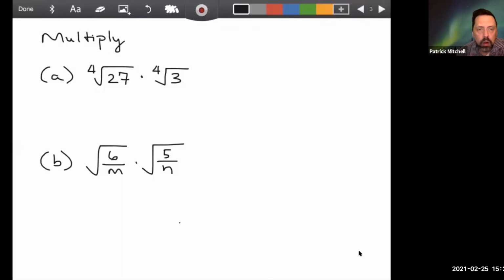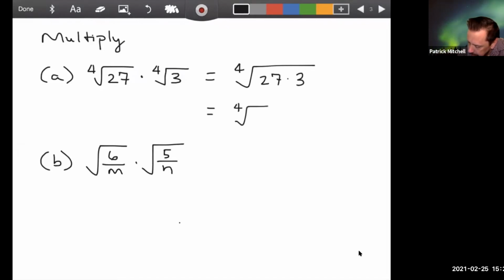We are going to start with the fourth root of 27 times the fourth root of 3. So we just learned that the fourth root of 27 times the fourth root of 3 is equal to the fourth root of 27 times 3. And the reason I'm so excited about that is because I have no idea what the fourth root of 27 is, and I have no idea what the fourth root of 3 is, but 27 times 3 is 81, and I do know the fourth root of 81. The fourth root of 81 is 3.